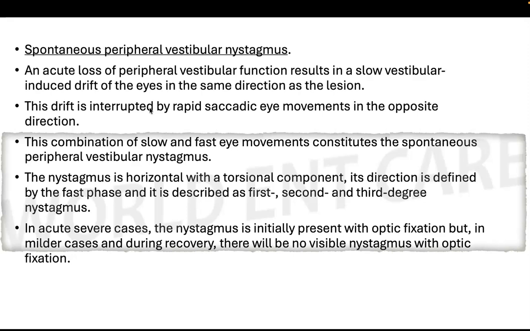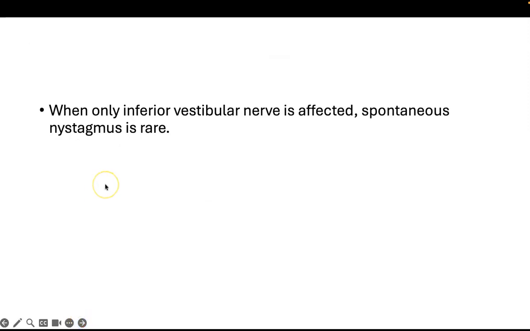So in acute severe cases, the nystagmus is present even with optic fixation, but in milder cases and during recovery, there will be no visible nystagmus with optic fixation. Now, when only the inferior vestibular nerve is affected, spontaneous nystagmus is rare. It is important to note that other types and directions of nystagmus, that is purely torsional, vertical and disconjugate nystagmus, indicate a central pathology and should prompt further investigations.